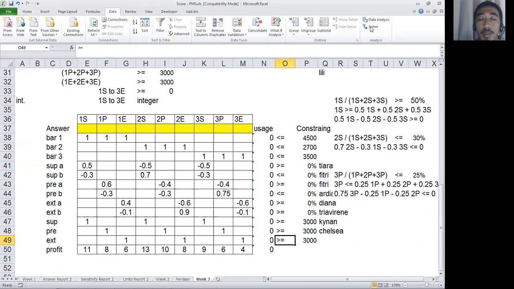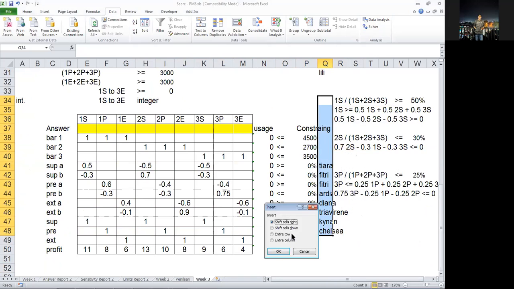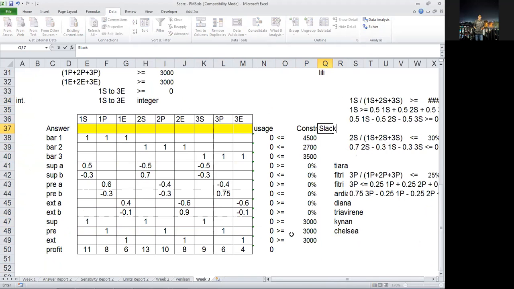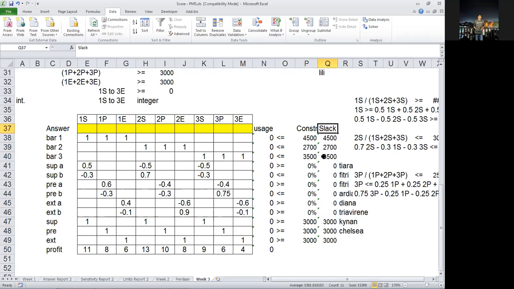Yeah, sir. How about Slack, as you mentioned before, sir? Oh, Slack. I'm sorry. Yes, you still have one more Slack. Slack, this is the unused constraint. Unused resource. It means the constraint. But I want to ask about Slack, sir, because it's okay.